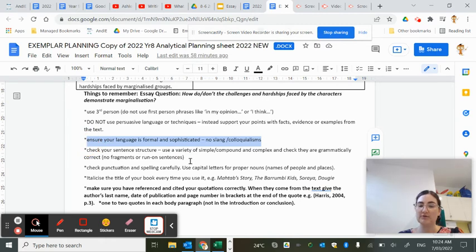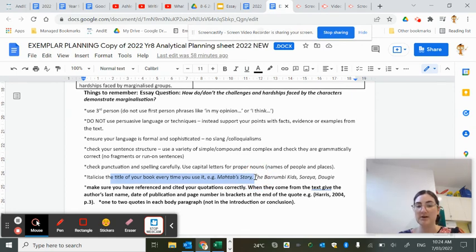So you're using really good vocabulary. You're not writing things like bad and good and basic words like that. Make sure your sentence structure makes sense. Every sentence should be complete on its own and not a run-on sentence. Make sure you check your punctuation and your spelling. You use capital letters for proper nouns and names of people and places. You italicize the title of the book every time you use it. Now, don't italicize the name of the character. When you write, Marta went and did this, you would only italicize when it's the title.